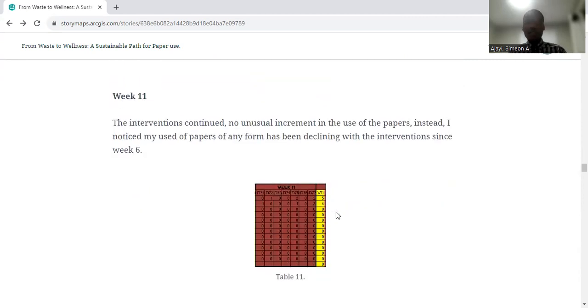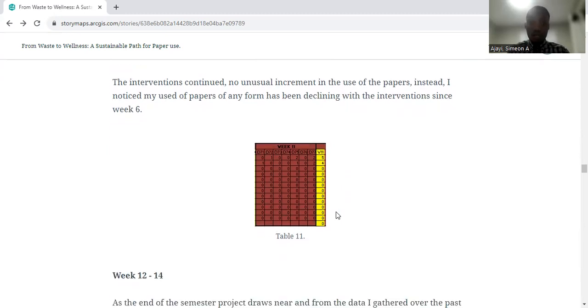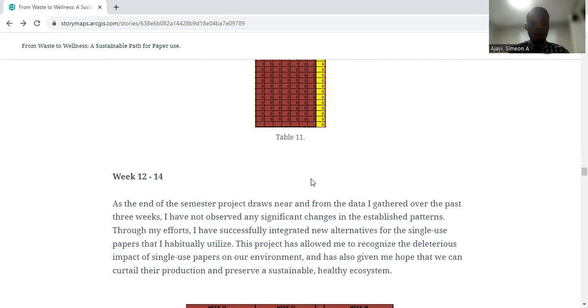Week 11, the interventions continue, with no unusual increment in the use of papers. Instead, I noticed my use of papers of any form has been declining since the intervention in week 6. Also, we can see the figure here. It has been following the same downward trend.